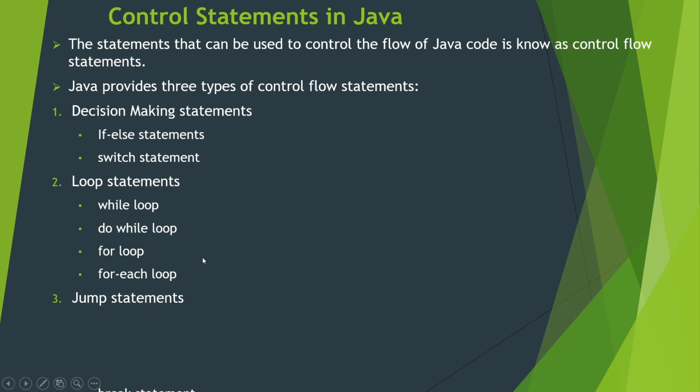And finally, we have jump statements. Jump statements are used to transfer the control of the flow of the program to a specific statement. For that we have the break statement and the continue statement.